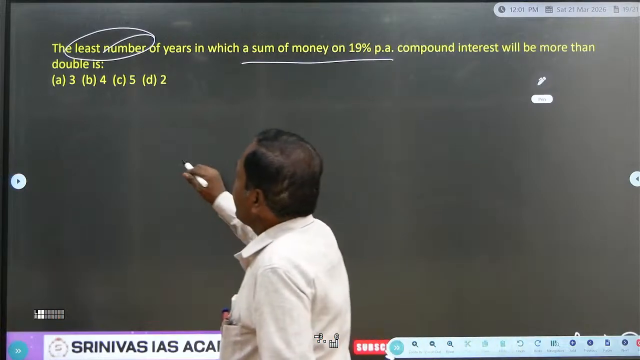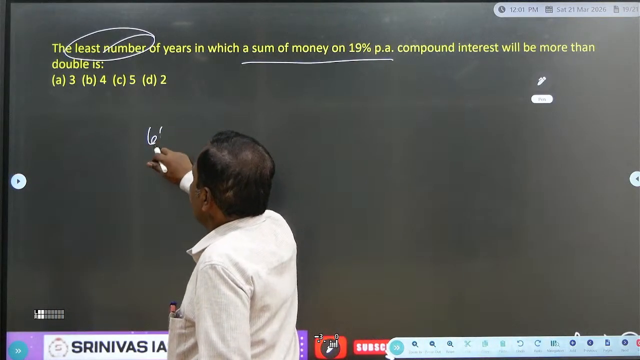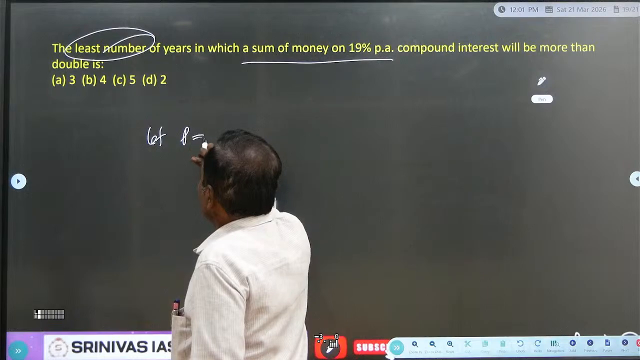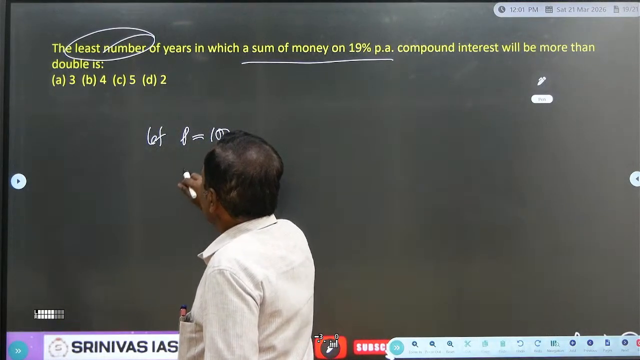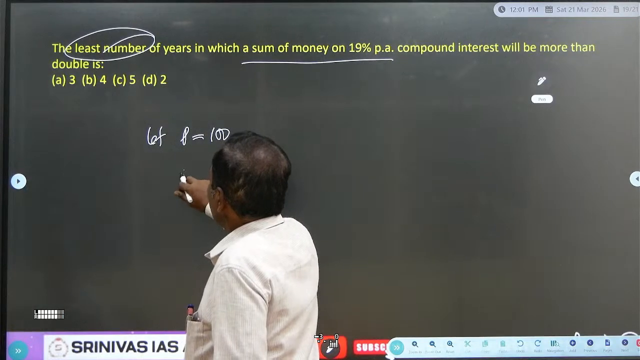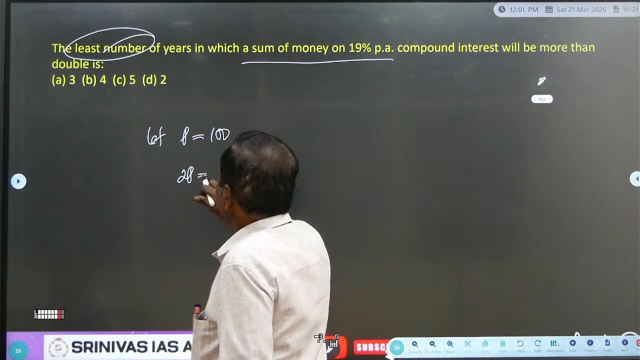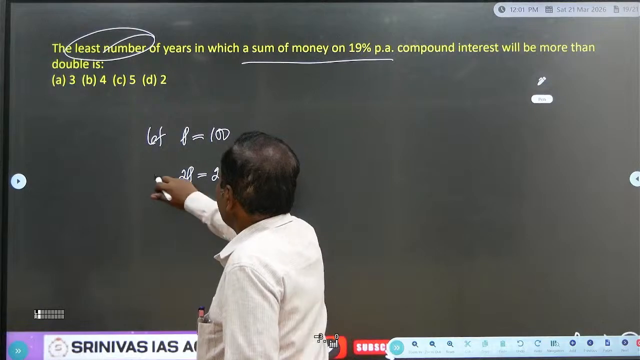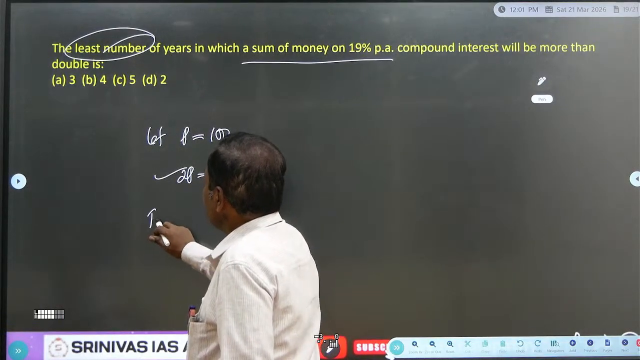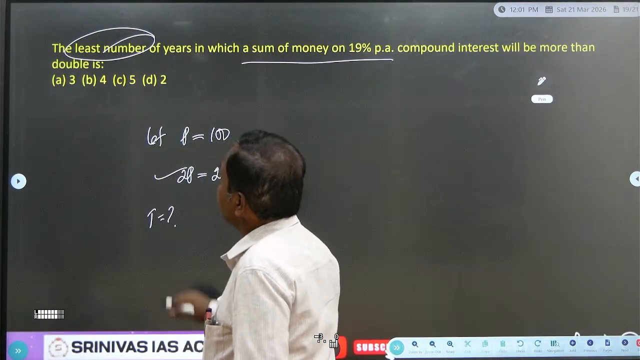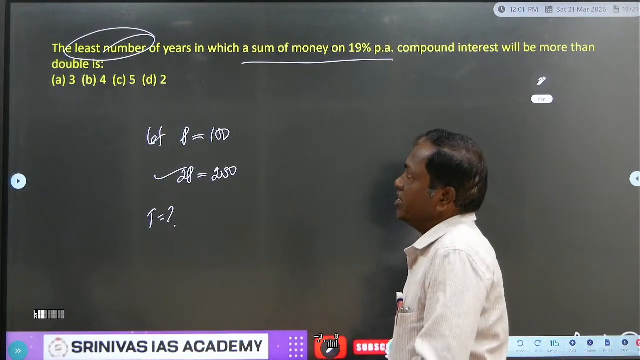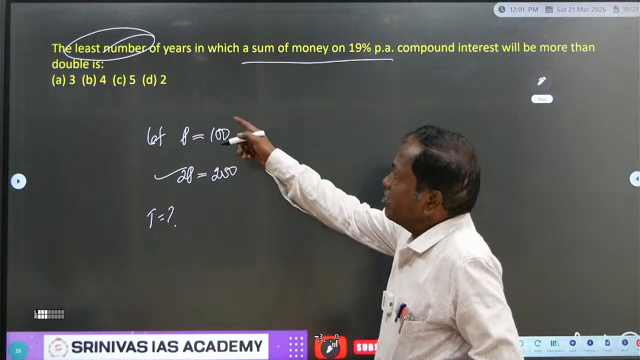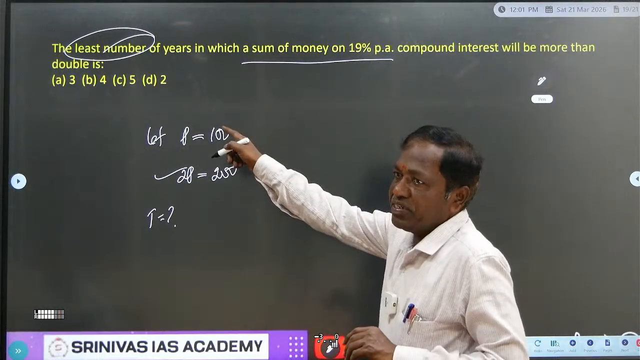Let the sum be, let P equal 100. But that should become double. It means that should become 2P. It means 200 should come. What is the time? How many years? Least number of years, he says. You just check what the least number of years is.